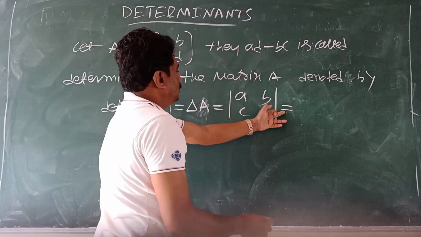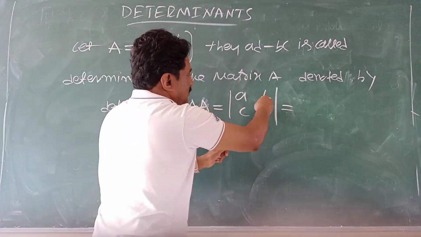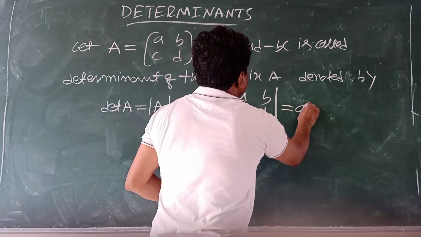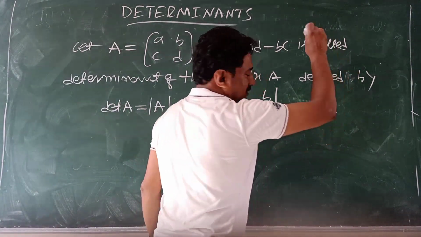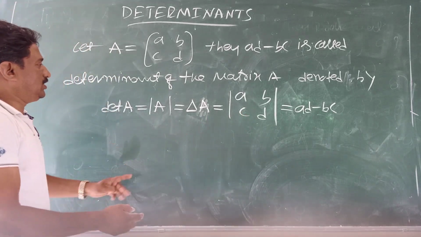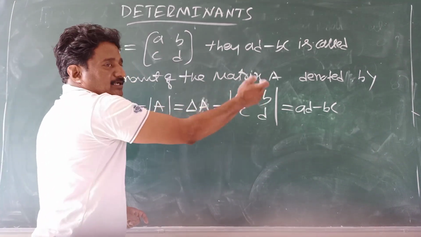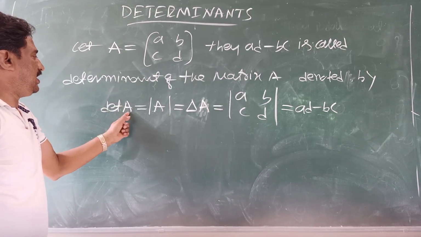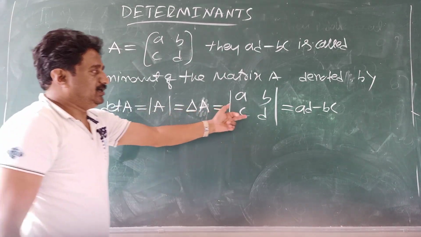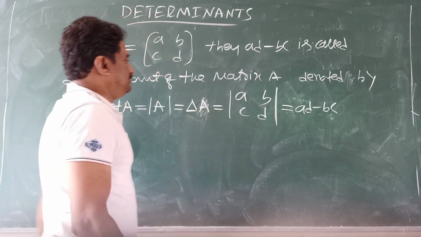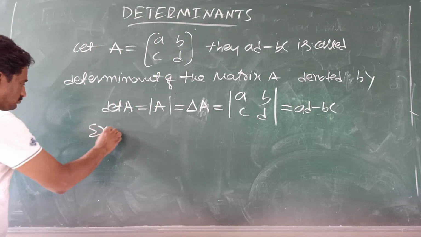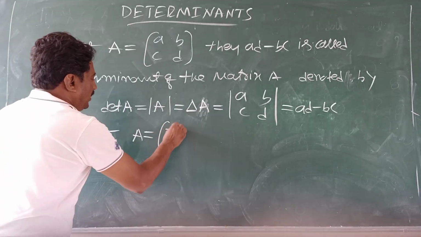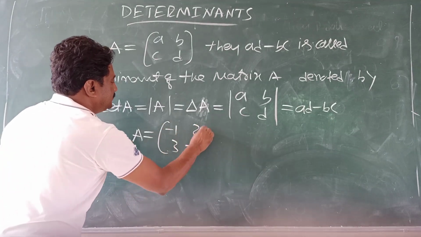This is equal to the determinant of the matrix. How much is the determinant of the matrix? AD minus BC. You can use any of these symbols to represent the determinant of the matrix A: delta A, determinant of the matrix, AD minus BC. For example, A is equal to minus 1, 2, 3, minus 5.